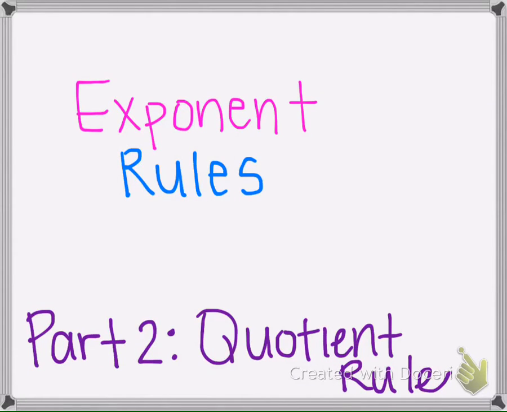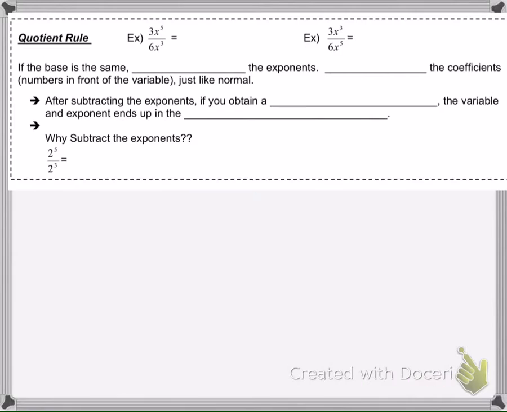This video lesson is on exponent rules, in particular focusing on the quotient rule. So let's go ahead and begin and talk about what the quotient rule is. The quotient rule tells us if the base is the same, we're going to subtract the exponents. If there are coefficients, numbers in front of the variable, we're going to simplify them just like regular fractions.